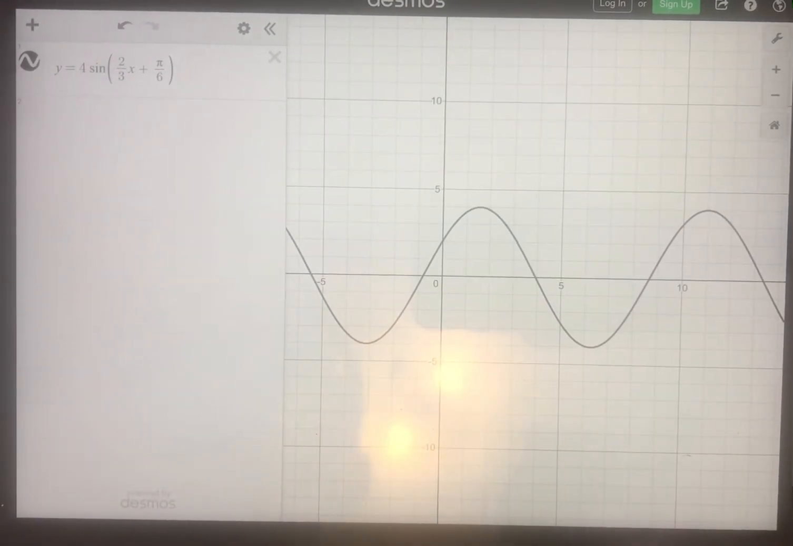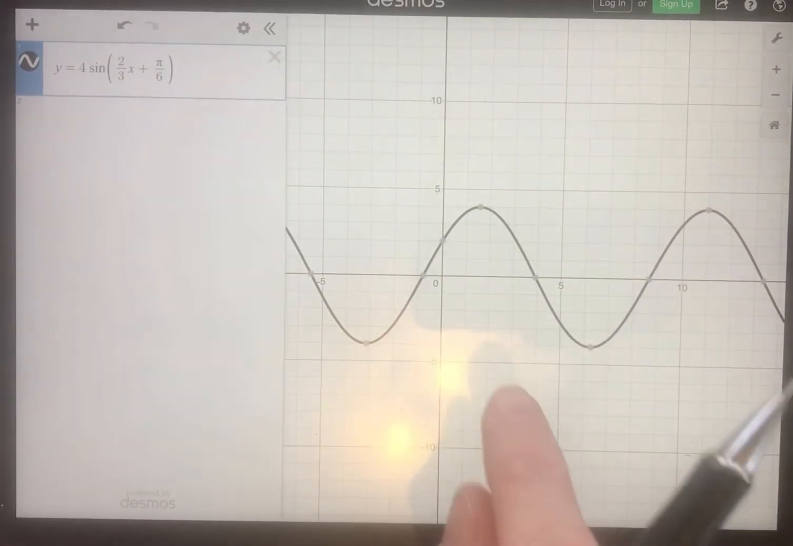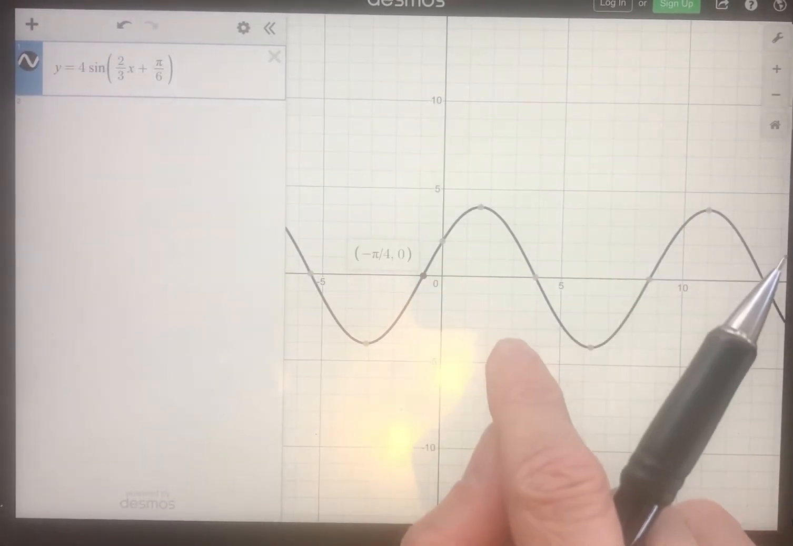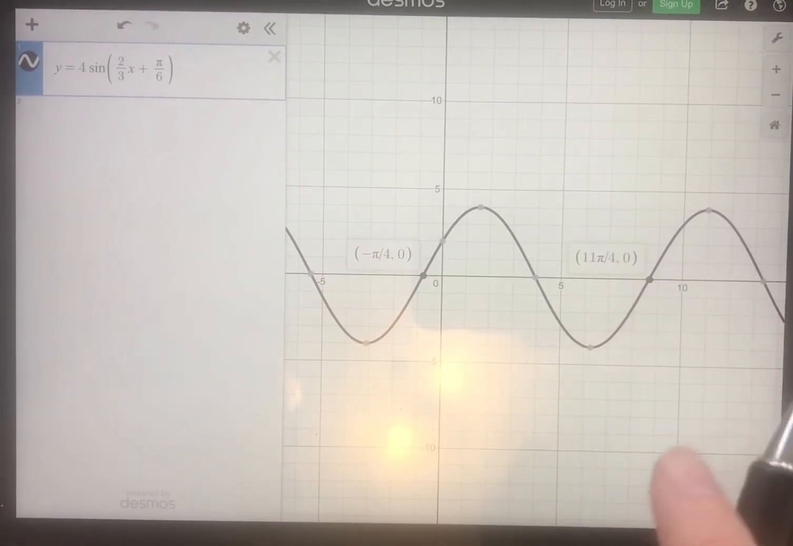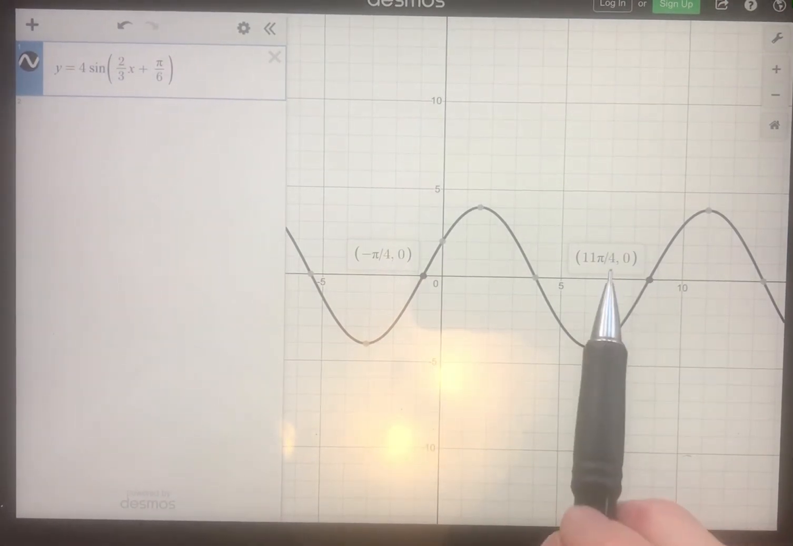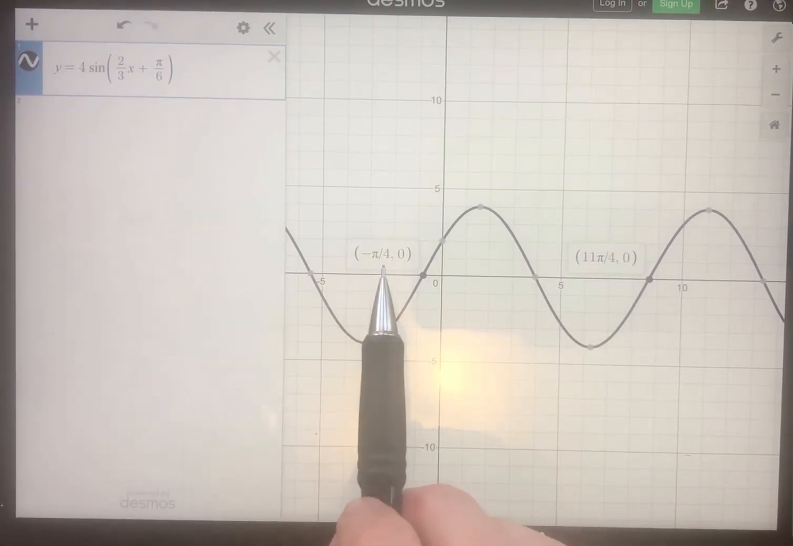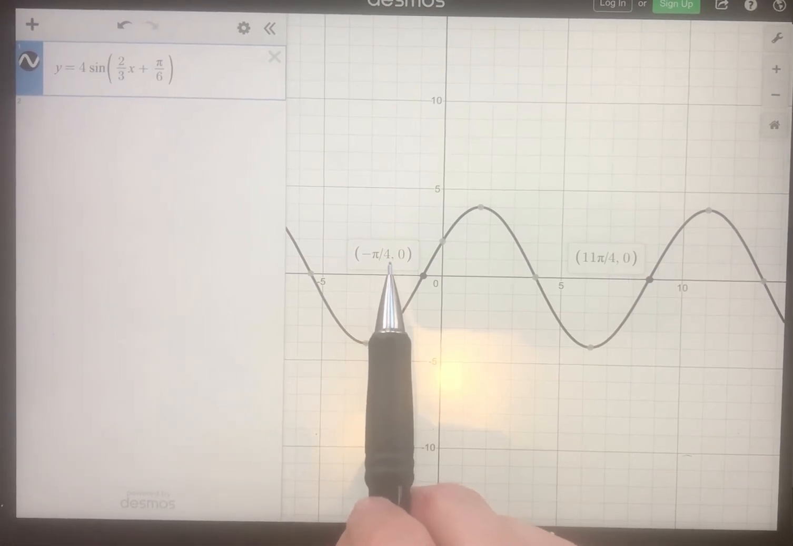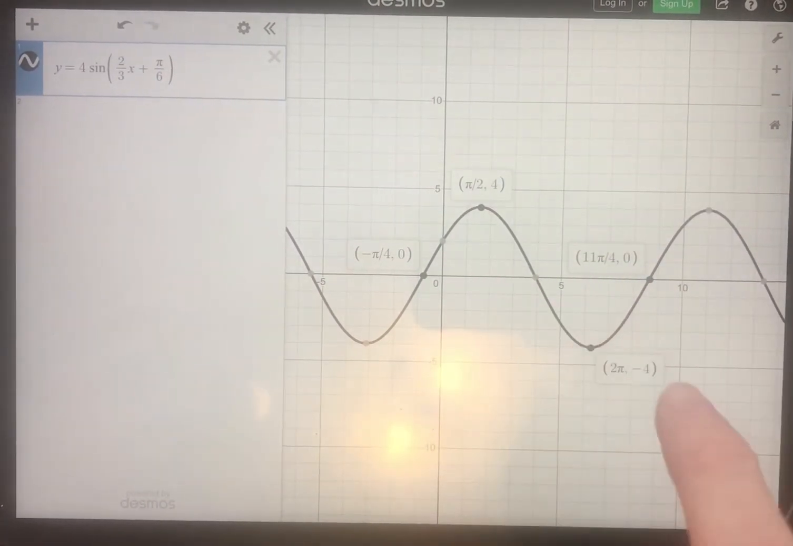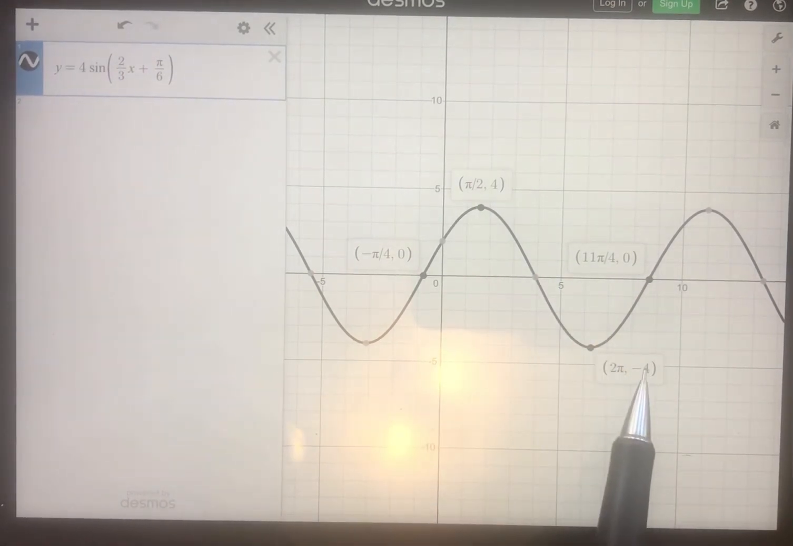Okay, so we can see here, this is the sine function. We can see there's our starting point, and we'll notice that one full period goes from here, which is negative pi over 4, to here, which is 11 pi over 4. 11 pi over 4 minus negative pi over 4 is 12 pi over 4, and that's 3 pi. So we have the period, and we can see that here, the high is a 4, the low is a -4. Take the high minus the low, get 8 divided by 2, and that's your amplitude.